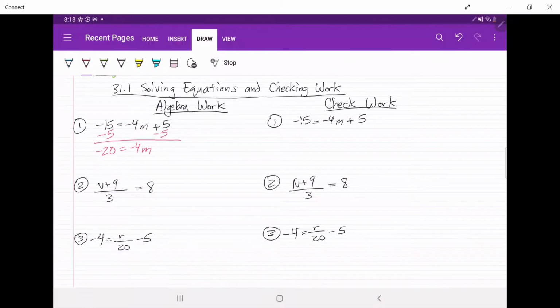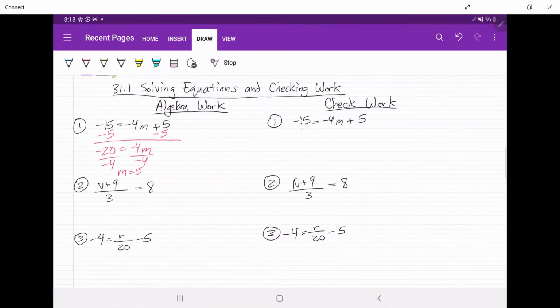Now we want to isolate for m. So the opposite of negative 4 times m is negative 4m divided by negative 4. And we do that to both sides. So divide both sides by negative 4. And then we're left with m equals 5 because negative 20 divided by negative 4 is 5.